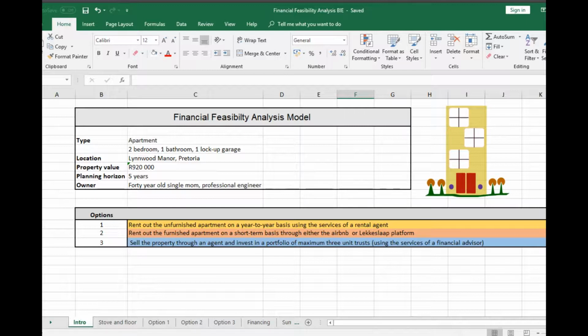My client has an apartment which has 2 bedrooms and 1 bathroom with a 1 lock-up garage. It's in a safe and convenient area, which is Linwood Manor. This apartment has a property value currently of 920,000 Rand.